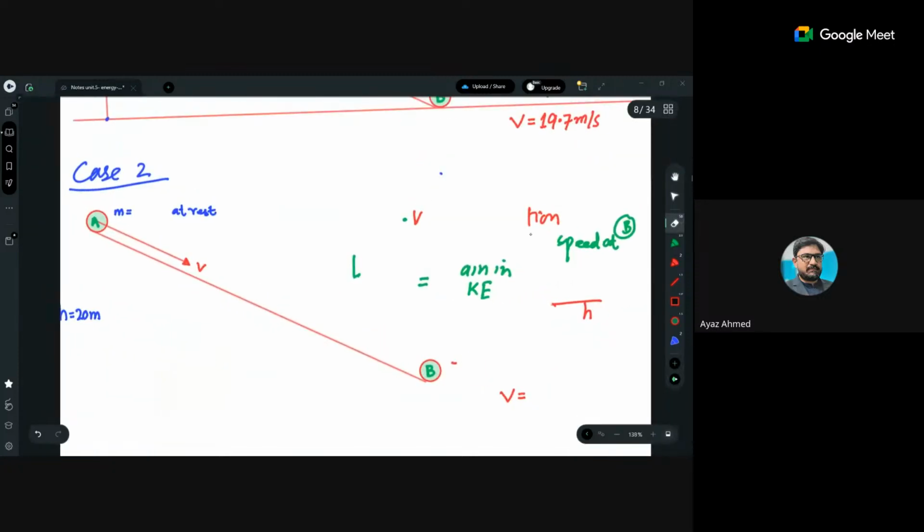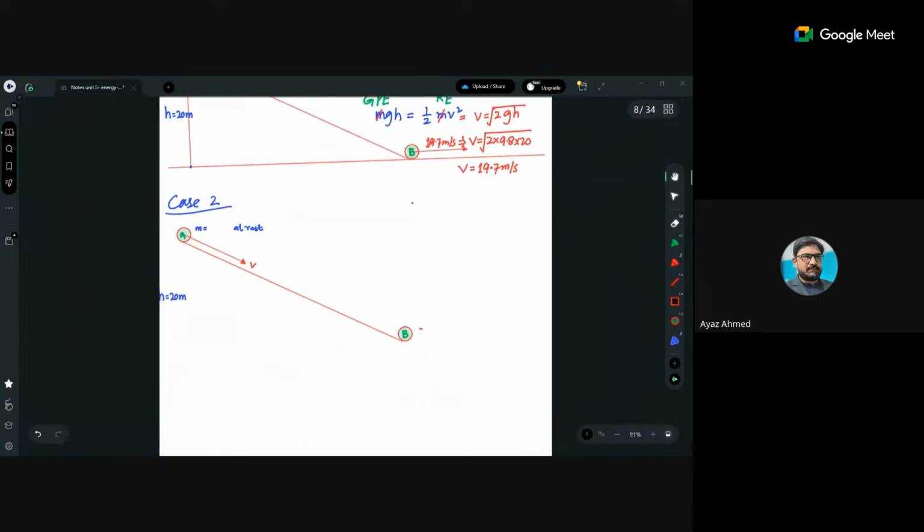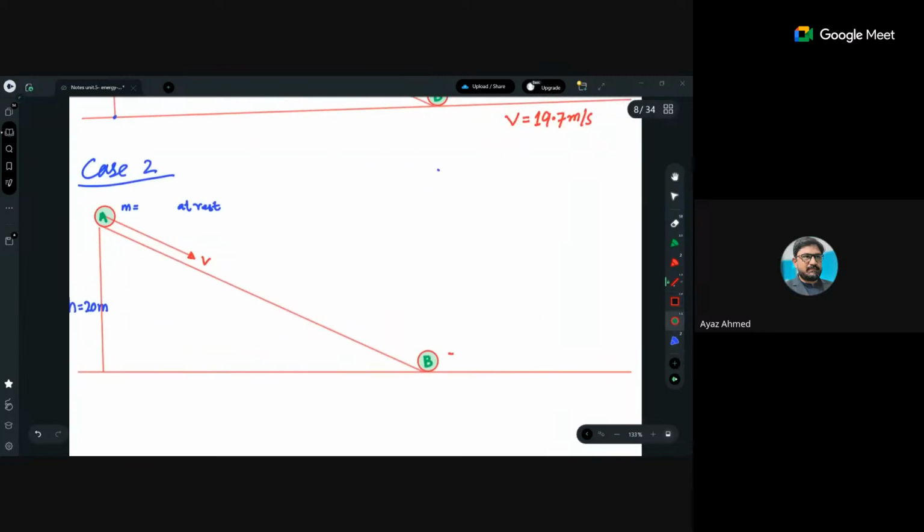So when everything is the same, just there is a track that has some friction. This is a rough track. The previous one was a smooth track. There was no energy dissipated. The same track, but the height of the track is the same, 20 meters. Same situation here. Now I will just make it a bit rough.